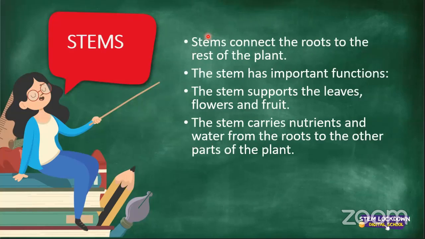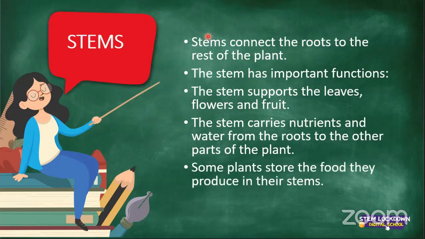And then the stem carries nutrients and water from the roots to the other parts of the plant. So that is its function. It supports the leaves, the flowers and fruit, because you can think to yourself, if there was no stem, there would be nothing else, only roots. Okay, and then it carries the nutrients from the roots to the other parts of the plant. Some plants store the food that they produce in their stems.